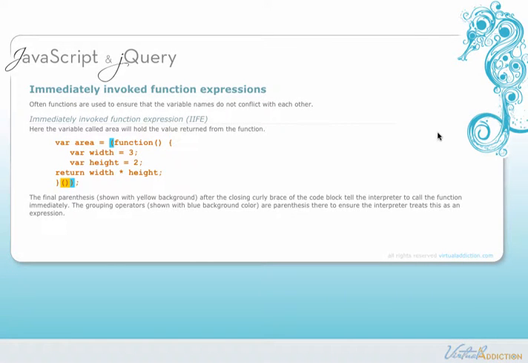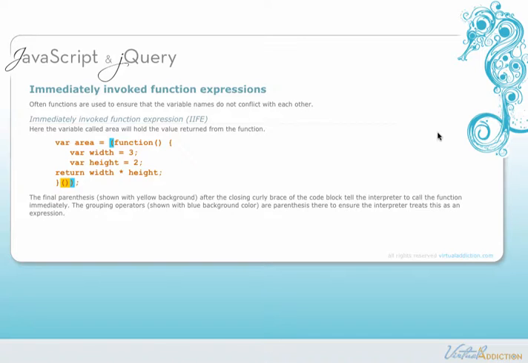This way of writing a function is used in several different situations. Often functions are used to ensure that the variable names do not conflict with each other, especially if the page uses more than one script. Immediately invoked function expressions, also referred to as IIFEs. These are functions that are not given a name. Instead, they are executed once as the interpreter comes across them.